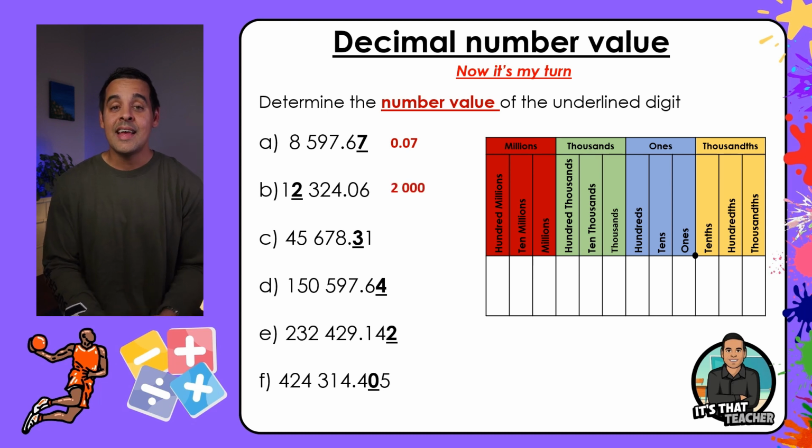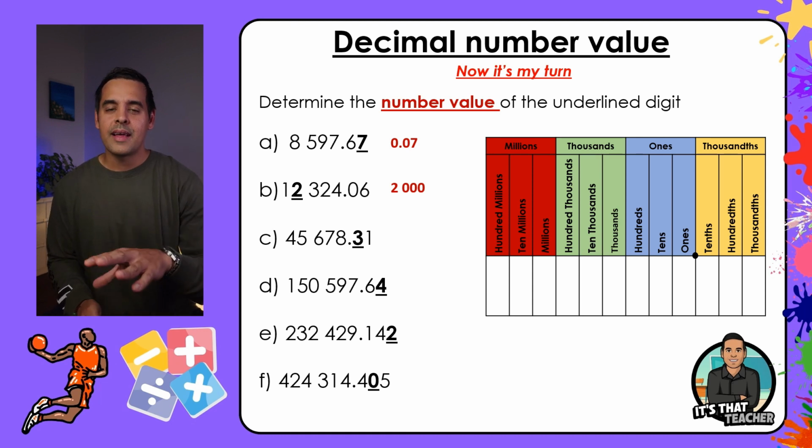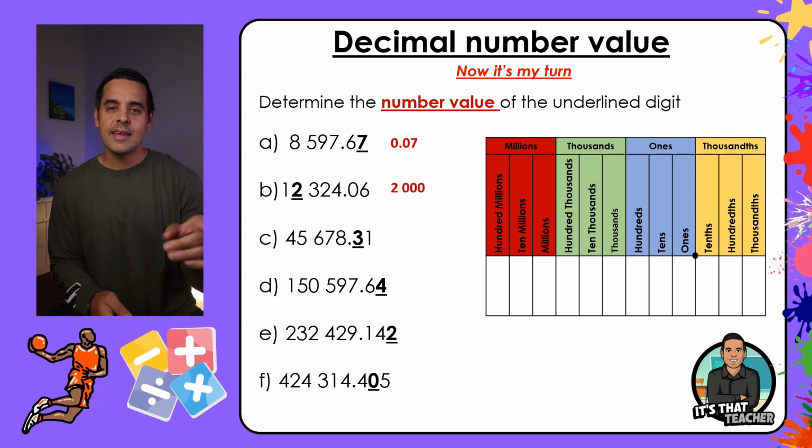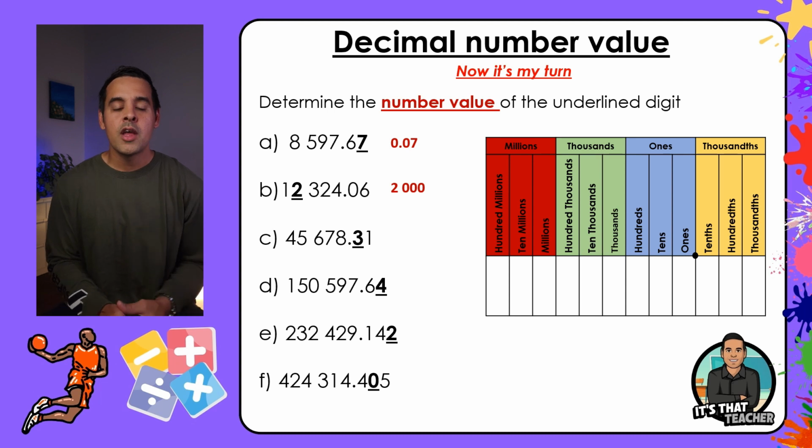Moving on, in C, the 3 is located in the tenths column. This is why I keep stressing that it's important to know your place value, because place value is the foundation for number value. So you can see that the 3 is in the tenths column, so that would be worth 0.3. Moving along, we have a 4 in the hundredths column. That would be worth 0.04.